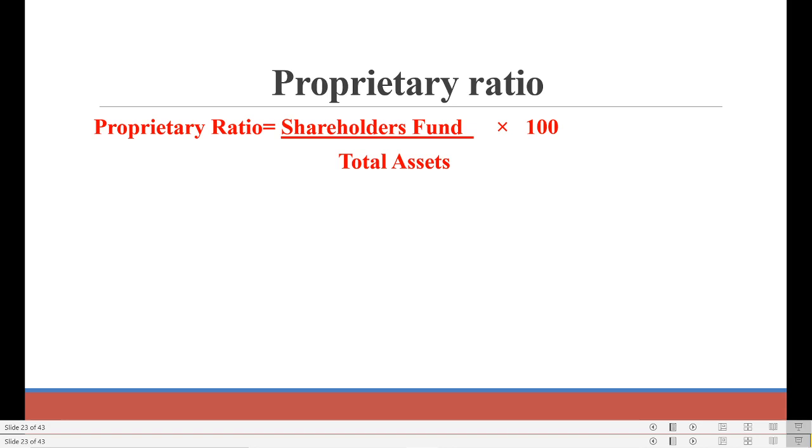Now the third one is proprietary ratio. Proprietary ratio is shareholders fund upon total assets into 100. When I say shareholders fund, by this time you are familiar with this concept. It includes equity, preference shares and reserves and surplus. So basically this is owner's fund. Upon total assets, which is the total of your asset side, meaning fixed assets, investments and current assets, we multiply by 100, because I want this ratio in percentage form.